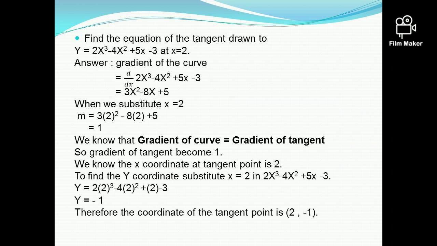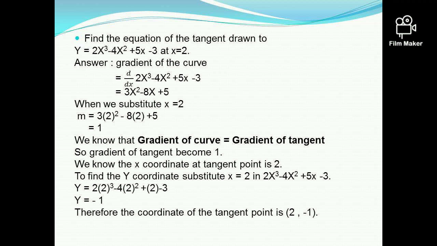Let's try to verify the theory with another example. The question is, find the equation of the tangent drawn to y equals 2x cubed minus 4x squared plus 5x minus 3 at x equals 2. There is a slight difference from the previous question. In the previous question, they gave the full coordinate, but here they have given only the x coordinate.